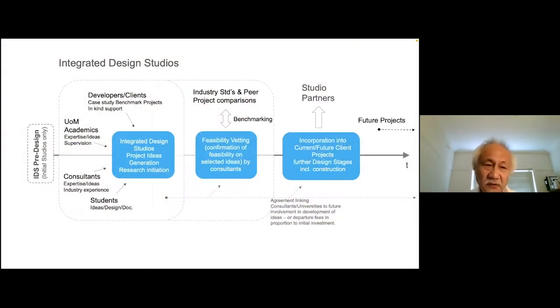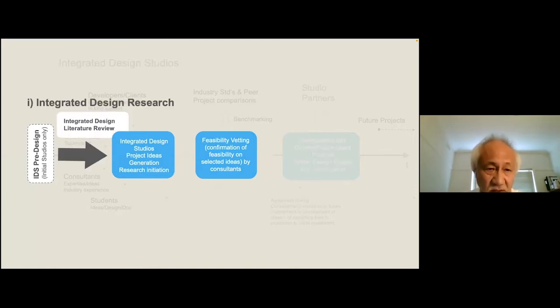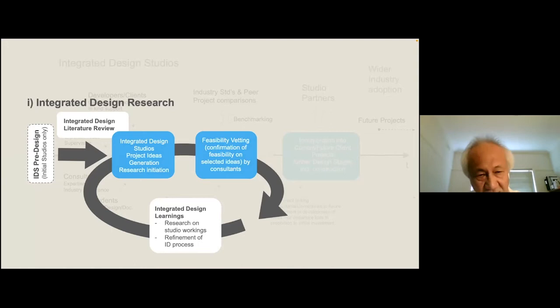In an Integrated Design Studio, we have several steps. The first one is an initial design studio, where we look at the literature and how we do this. The first step is integrated design research. We do an integrated literature review: how we are going to do this, and why we are doing this. After that, we learn by doing those integrated design studios. In those design studios, students generate the ideas, and then they do the research.